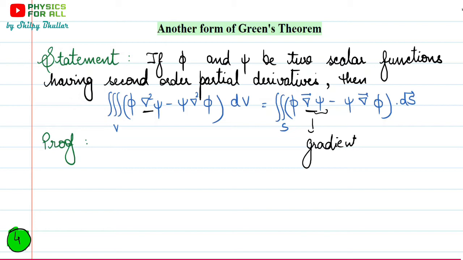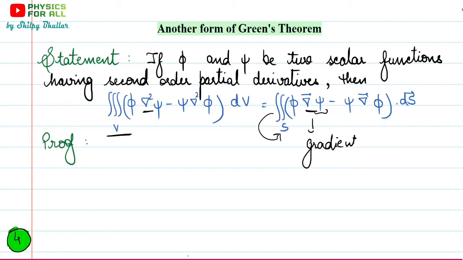And on the left hand side, we have the Laplacian operator. One more thing you can notice here is that we have this triple integral which represents the volume integral, and on the right hand side we have the double integral which represents the surface integral. So this equation is relating the volume integral with the surface integral.